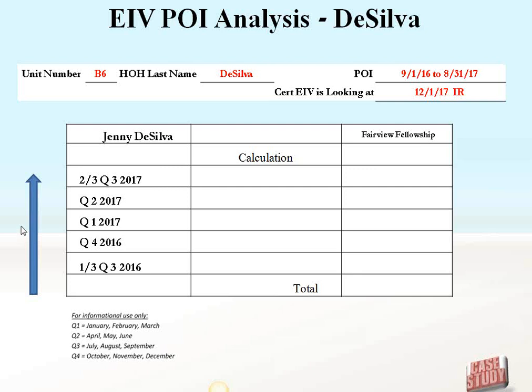I don't think I did the fractions right. 4,842. All right, so let's check our math and see. She didn't earn anything in Q3 of 16 from Fairview. Nothing from Q4. Nothing in Q1. $304 in Q2. And $45.38 in Q3, but we're going to only take 2/3 of that. Right.